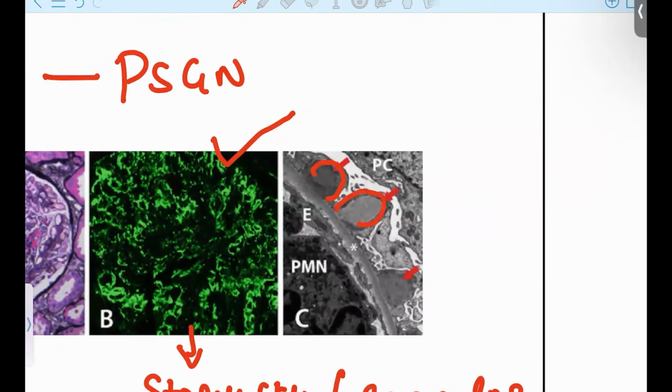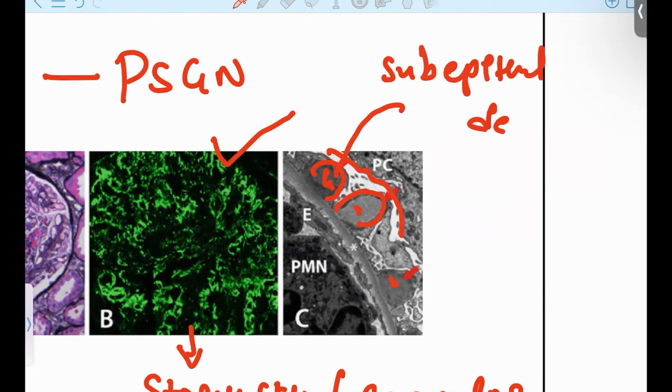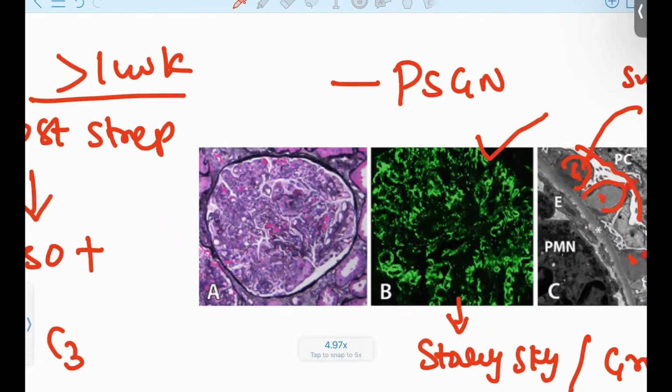Okay. When you see on the light microscopy and in the electron microscopy, these patterns: subepithelial region. So this is your epithelium. Under the epithelium, there will be subepithelial deposits. Same symptoms. The patient will be having the hematuria, hypertension, edema.